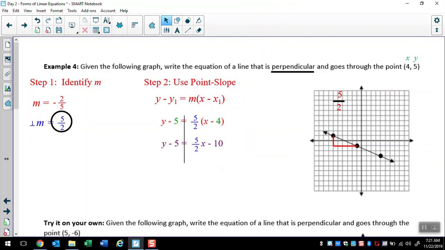All right, now all I have to do is bring this guy here over to here. I can add 5, cancels those out, and we're left with y equals 5/2 x minus 5. So now we've written the equation of a line that's perpendicular to this one and goes through this specific point.